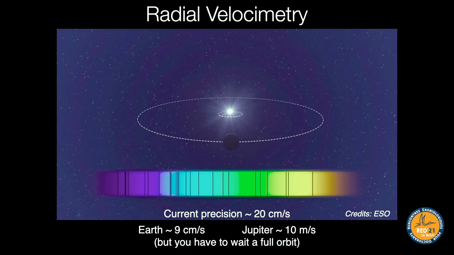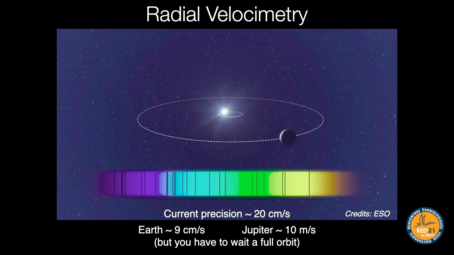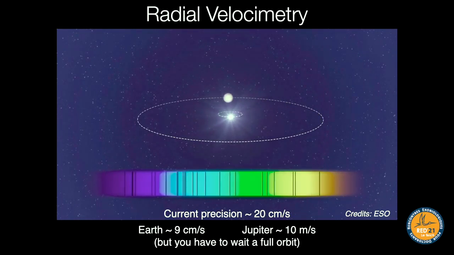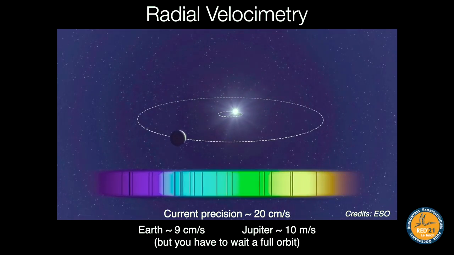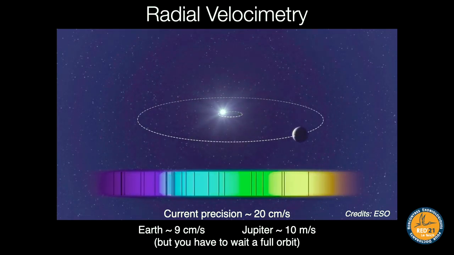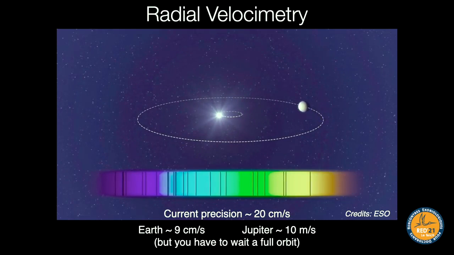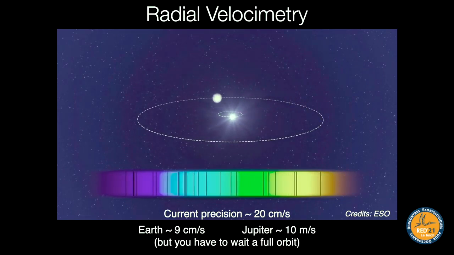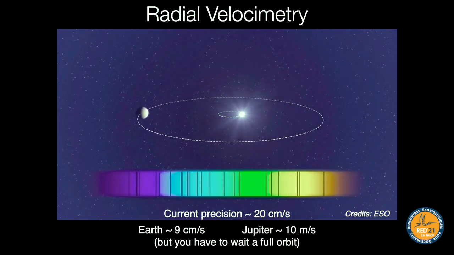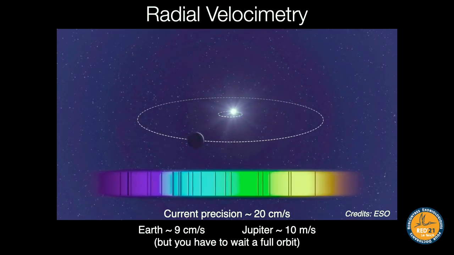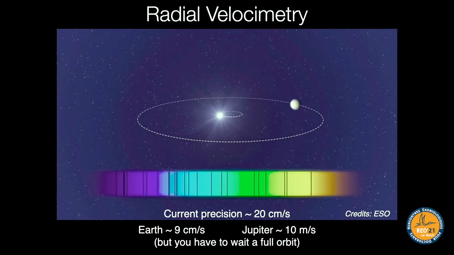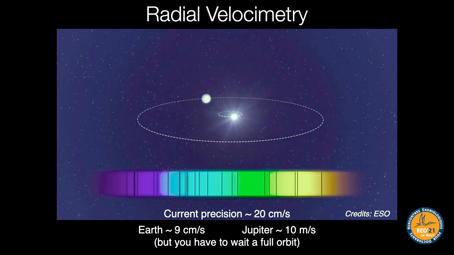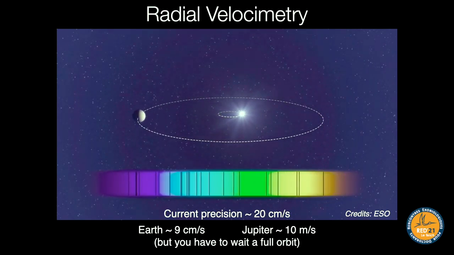So for radial velocimetry, the main idea is that when you have a planet orbiting around the star, we always say this, a planet orbiting around the star. But actually what is happening is that we have a planet and a star orbiting around the center of mass of the system. And because the planet is much lighter than the star, the planet does a much bigger motion, but the star still has some motion around this center of mass.